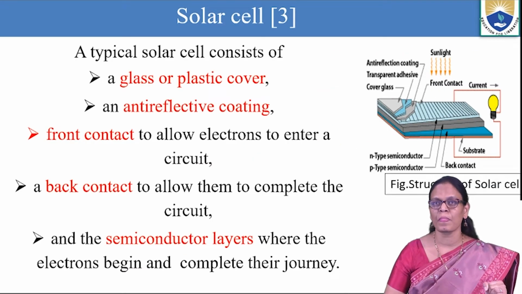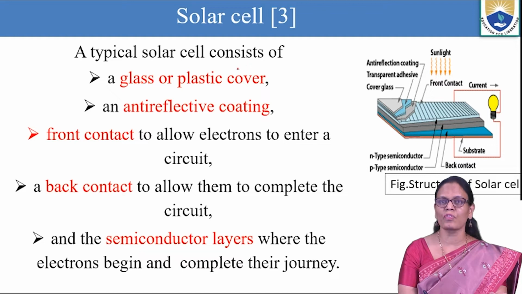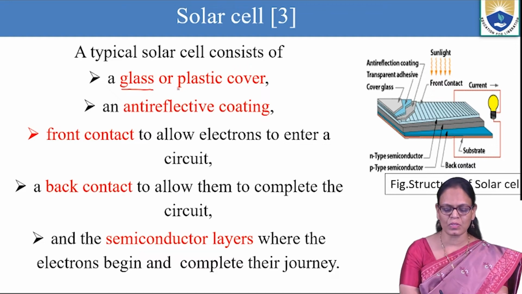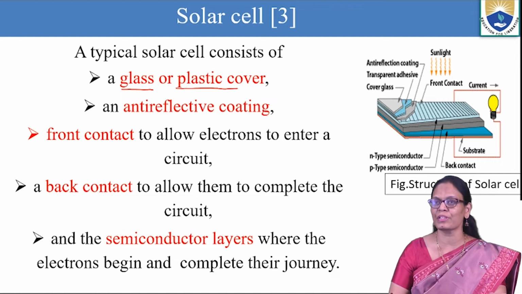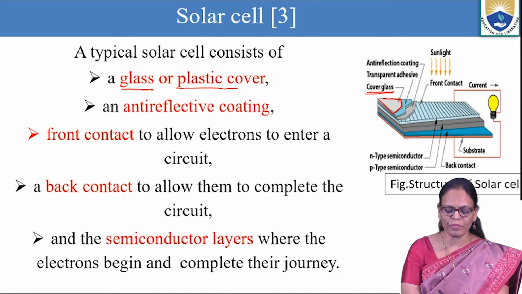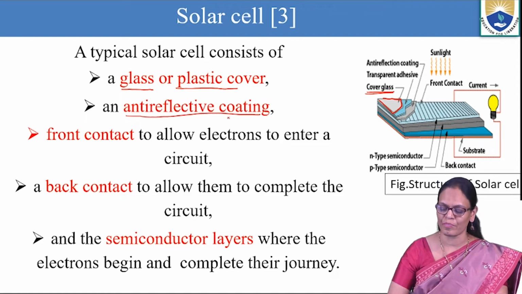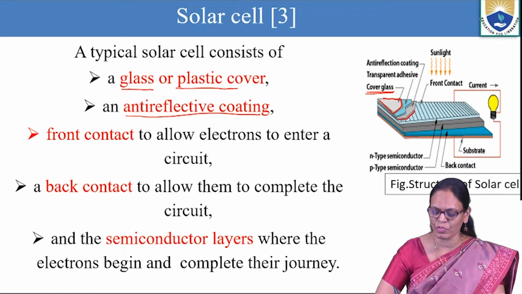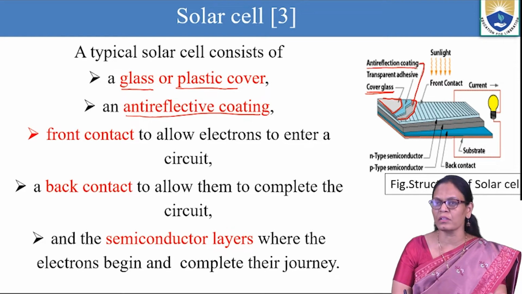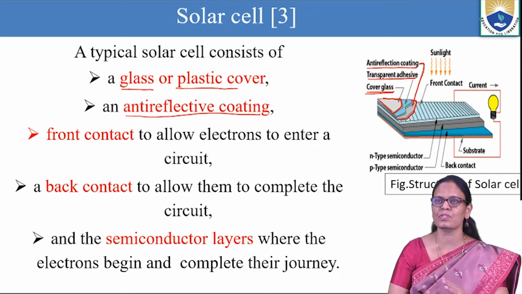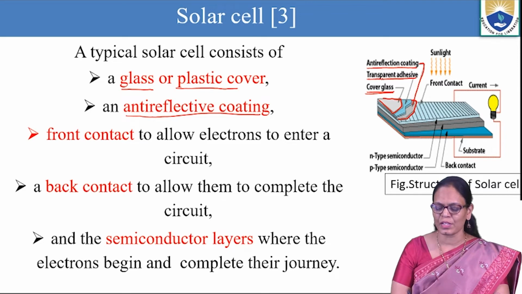Now coming to the solar cell, it consists of a glass or plastic cover. So we will see step by step. You can see the diagram here. The first one is what is shown here, this part. This is the cover for the solar cell. And then we have an anti-reflective coating. You can see here the anti-reflection coating. And between the two, we have a transparent adhesive. The adhesive is to hold them together.